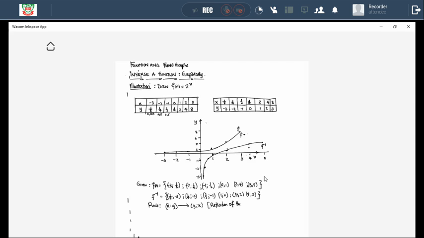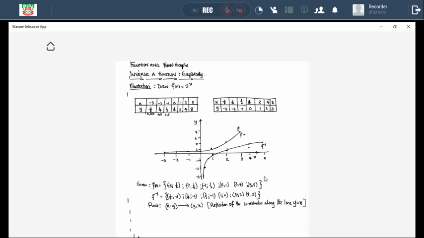the function or reflection of the coordinates along the line y equal to x. Right. Now, this is an important rule. Whenever you are asked to come up with or deduce the inverse of a drawn graph, you are supposed to reflect the drawn graph along the line y equal to x.